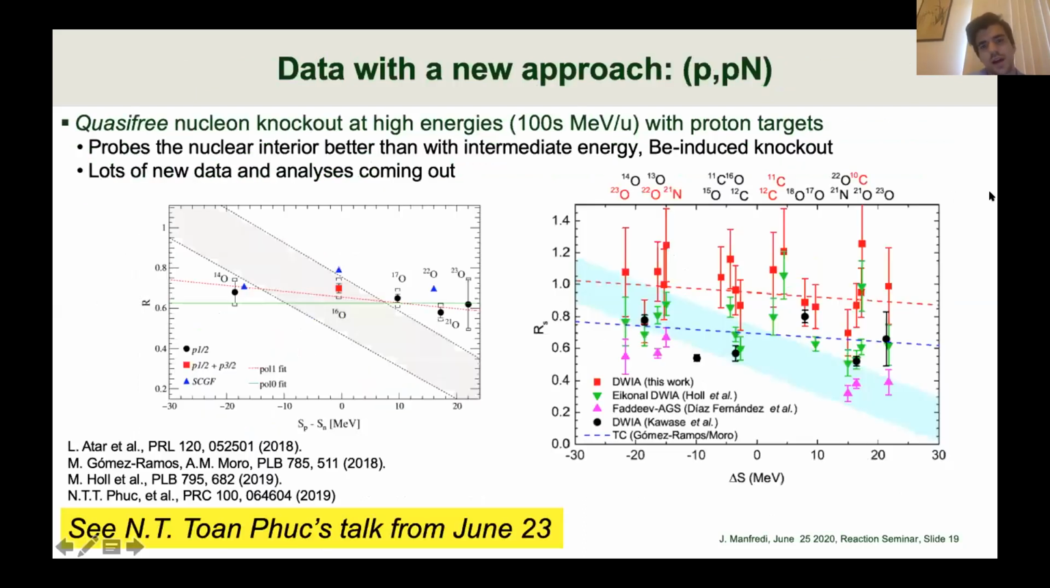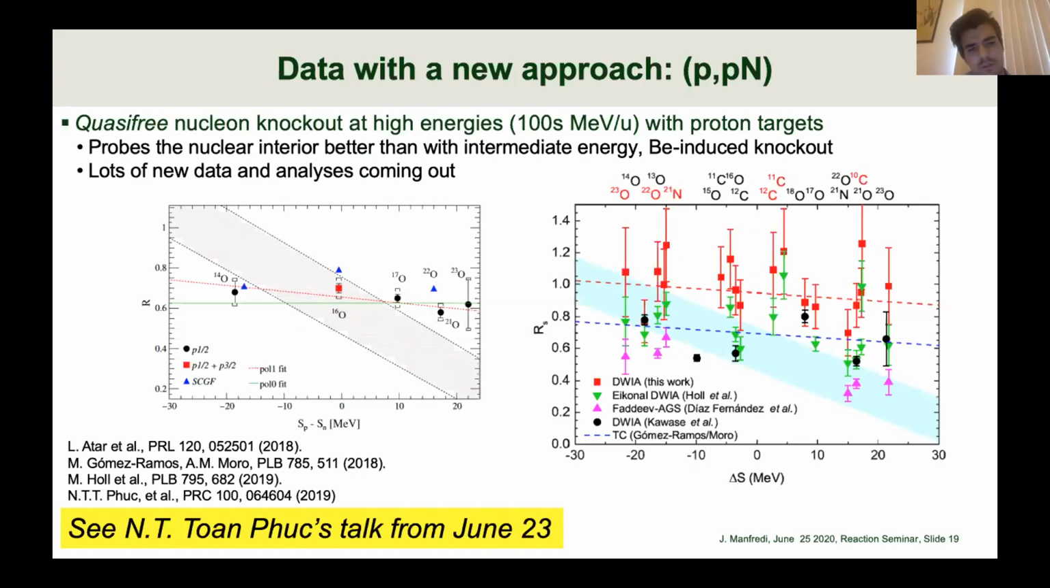So of course now the story is much bigger than just for a knockout. There's an approach which is quasi-free. So this uses really high energies and proton targets, which basically, in principle allows you to probe the interior better than with an intermediate energy and with non-structuralist targets, so to speak.